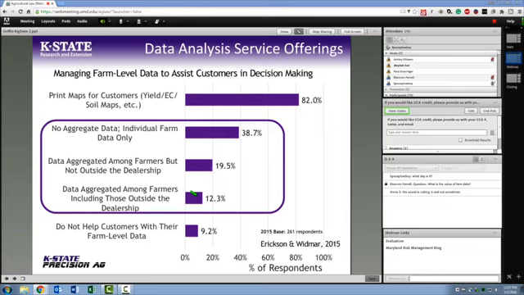Usually when I'm talking to farmer groups, one of the questions I ask a live audience is: where do your service providers fall on this list? And again, this is the Purdue Crop Life Survey from Erickson and Widmar.